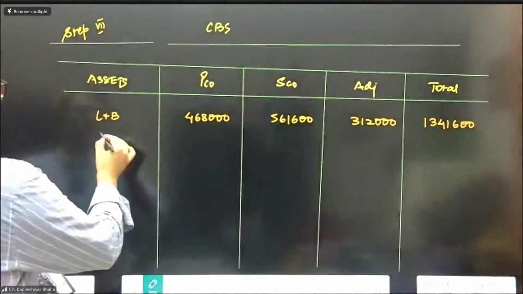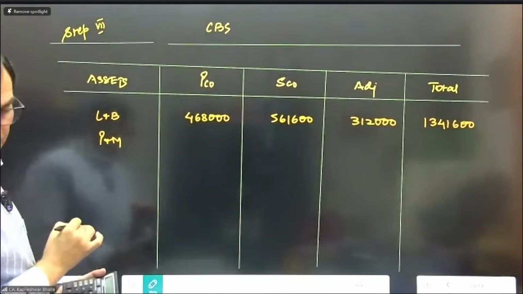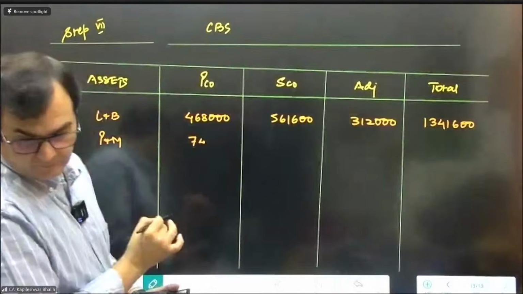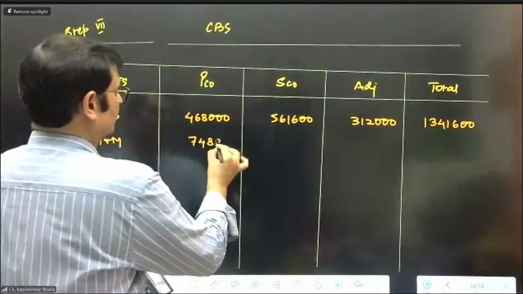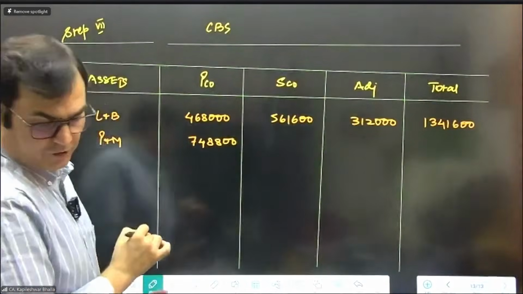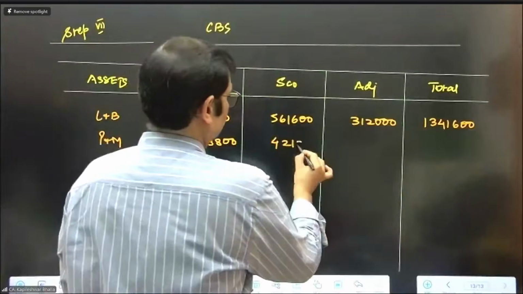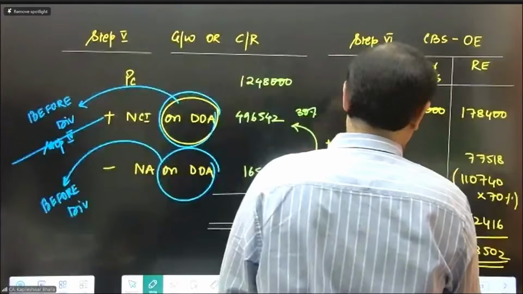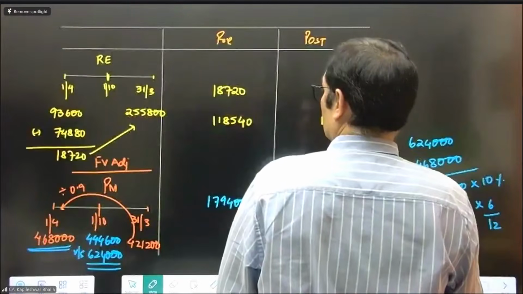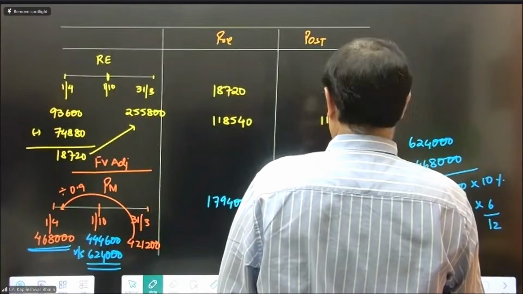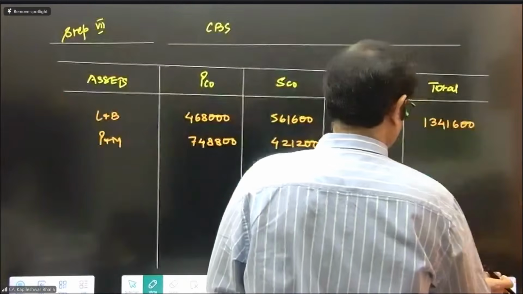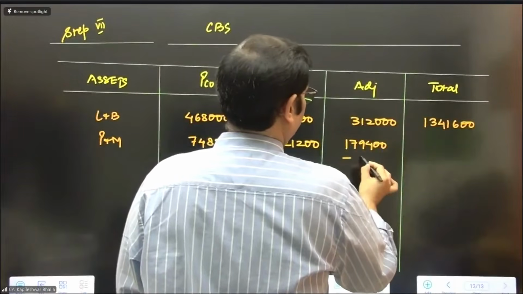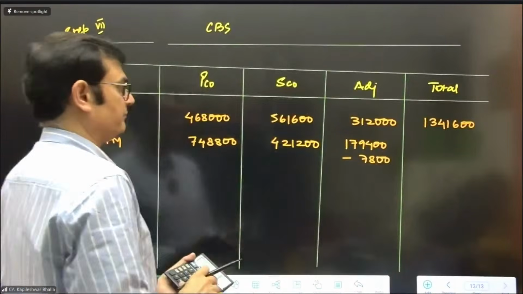The next is plant and machinery. That's 748,800, and that's 421,200. Then there were fair value adjustments. I'll have to go back to the analysis. So this was 179,400, and there was a depreciation of 7,800.